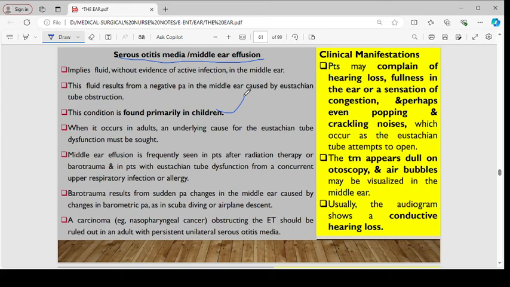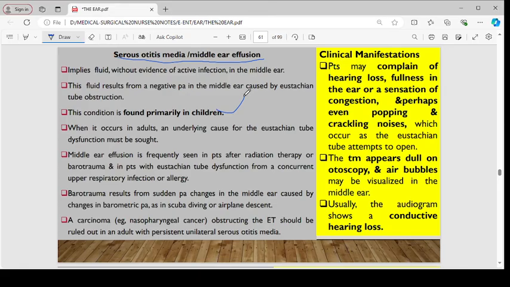Middle ear effusion is frequently seen in patients after radiation therapy or barotrauma, and in patients with eustachian tube dysfunction from concurrent respiratory infection or allergy. Barotrauma results from sudden pressure changes in the middle ear caused by changes in the barometric pressure, as in scuba diving or airplane descent. A carcinoma, for example nasopharyngeal cancer, can obstruct the eustachian tube and should be ruled out in adults with persistent unilateral serous otitis media.